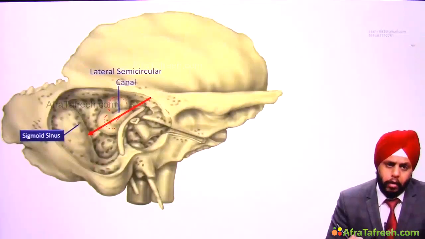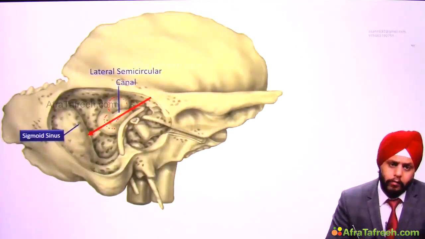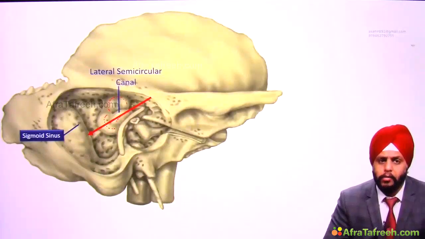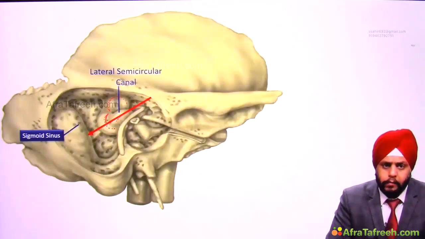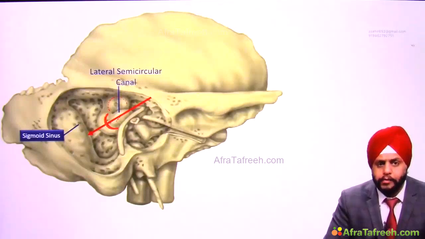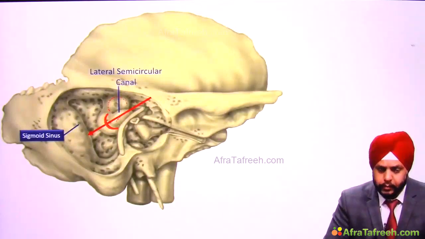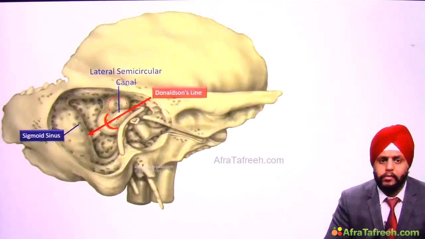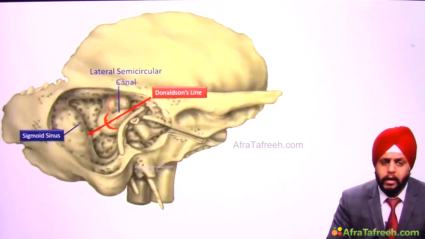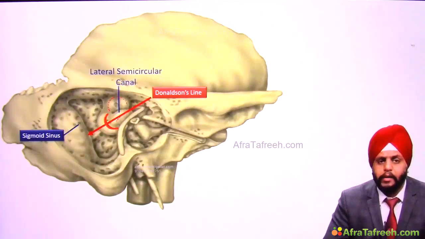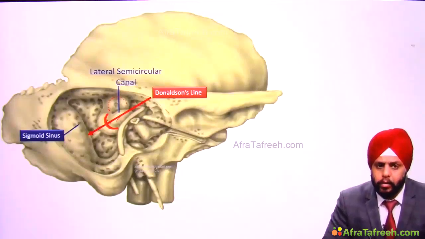Right? So if I draw this line along the axis of the lateral semicircular canal, now you see what has happened. This line has bisected the posterior semicircular canal. The posterior semicircular canal has been cut into two halves by this line. Okay, this line is known as Donaldson's line. So what is Donaldson's line? Line along the axis of the lateral semicircular canal bisecting the posterior semicircular canal.